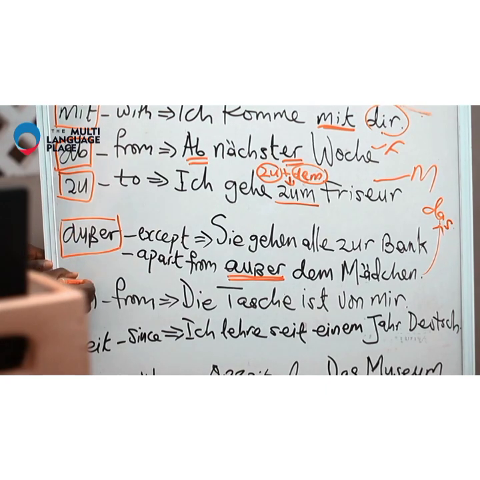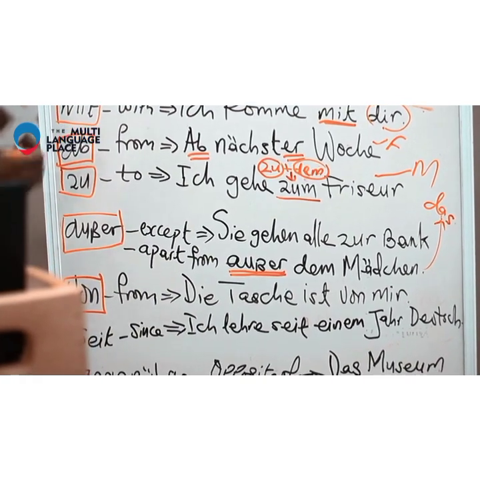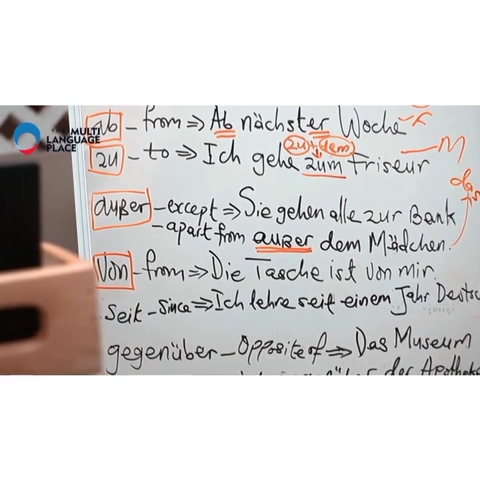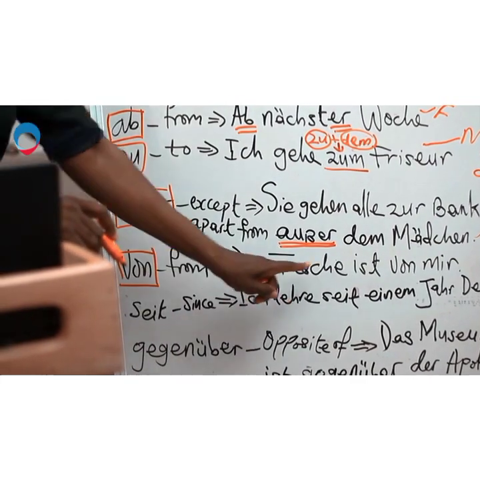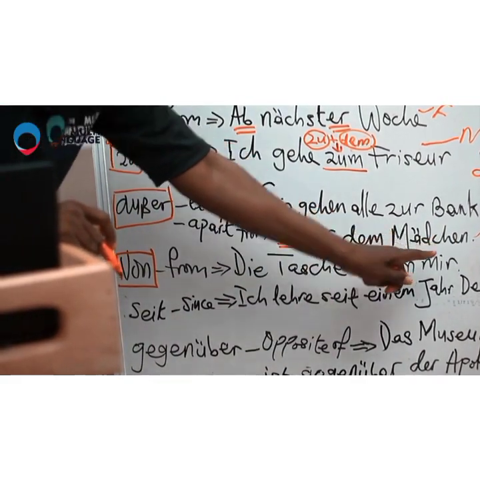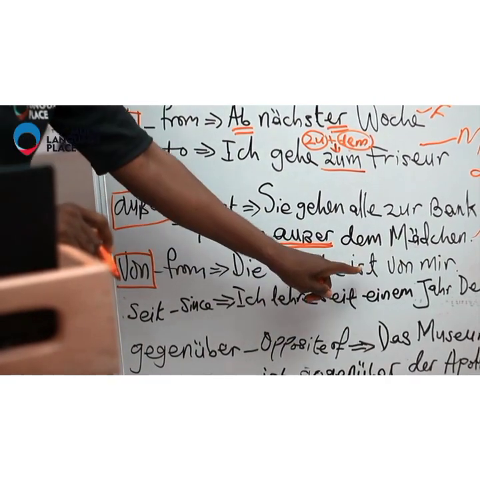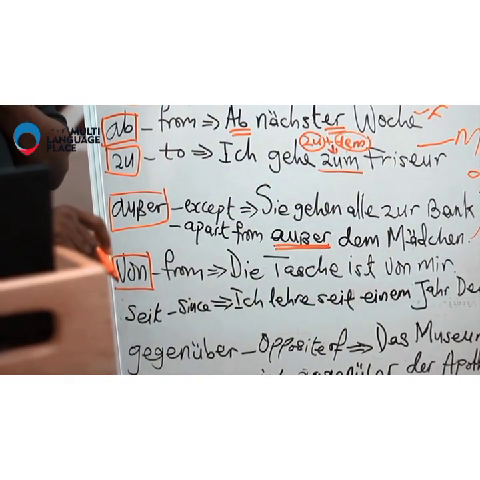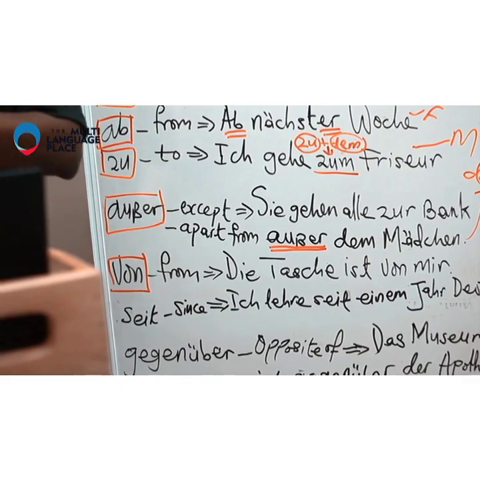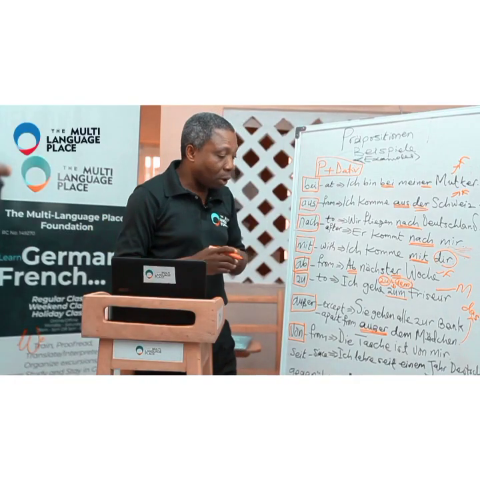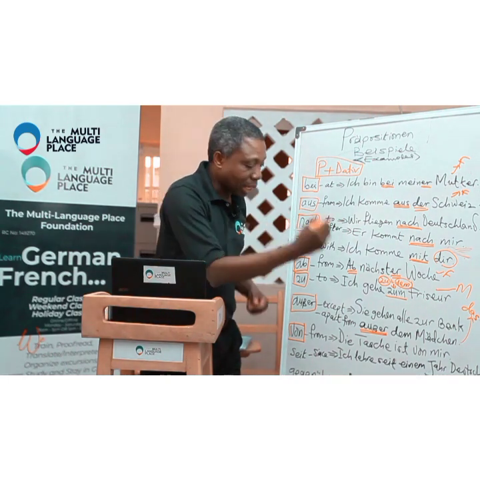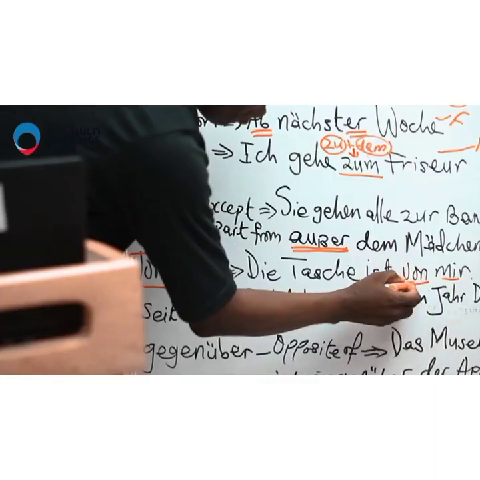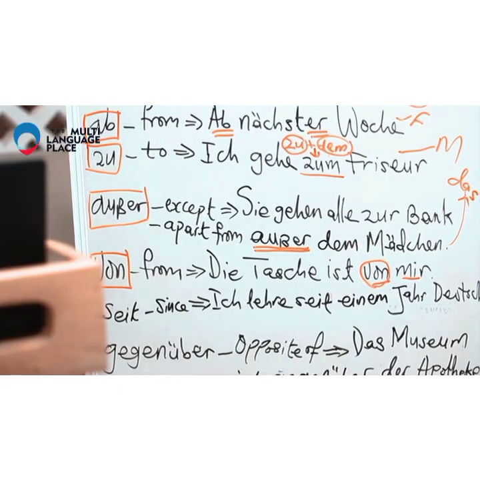Then we come to this one, von. Remember I told you, all these commands dative. So we come to von, which means from. Die Tasche ist von mir. The bag is from me. It won't be from ich. No, it will be the dative form of ich. And this is the dative form of ich because this von is here.